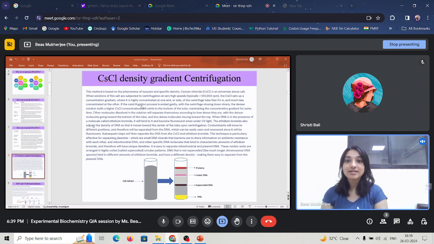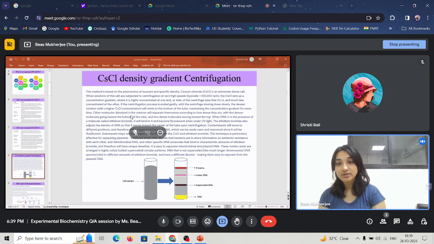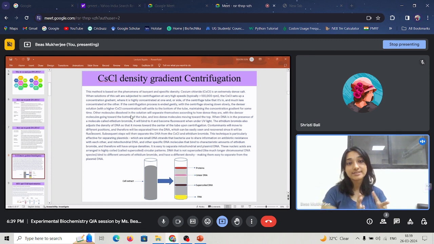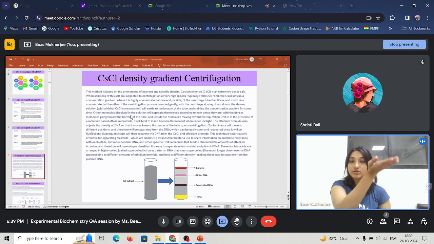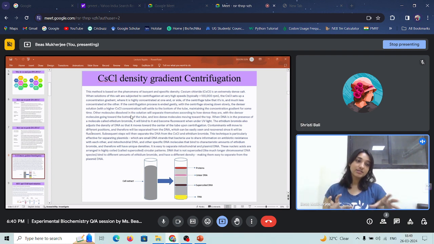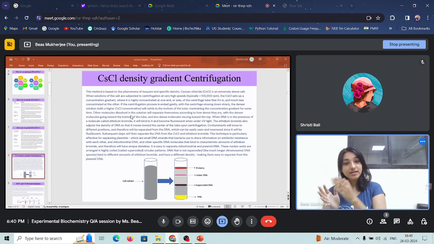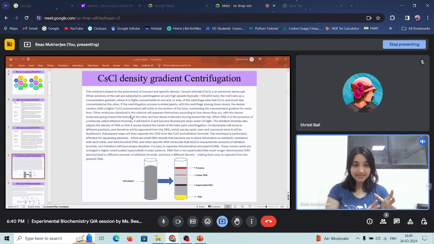Then what happens if the centrifugation process is ended gently, with the centrifuge slowing down slowly? The denser solution with higher CsCl concentration will settle to the bottom of the tube, maintaining the concentration gradient for some time. Other molecules dissolved in the solution will separate themselves according to how dense they are, with the denser molecules going towards the bottom and the less dense molecules going towards the top. So did you understand? Isopycnic is basically same density. Isopycnic here means same density.